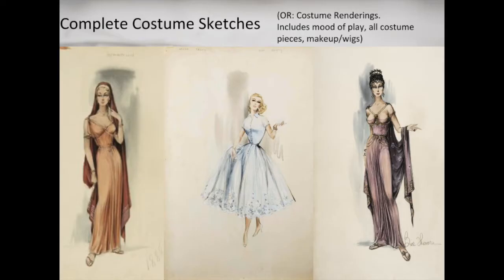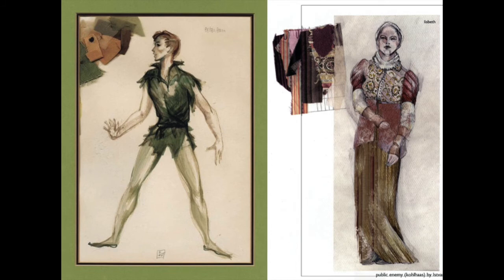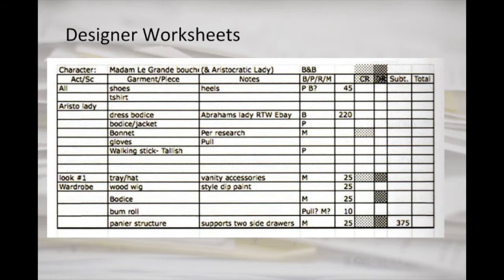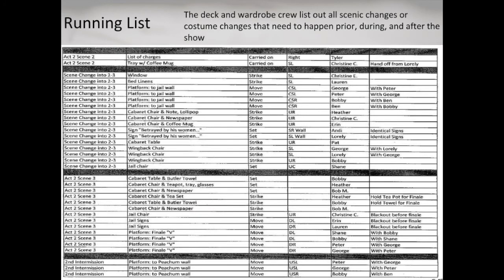Complete costume sketches or the costume renderings include the mood of the play, all costume pieces, and makeup and wigs. And just like lighting, they also have designer worksheets. So they have something called a piece list, which will say what everybody is wearing in what scene. So if there are quick changes, like the character has to take off her scarf for that scene because maybe the next scene she doesn't need her scarf because she's inside.